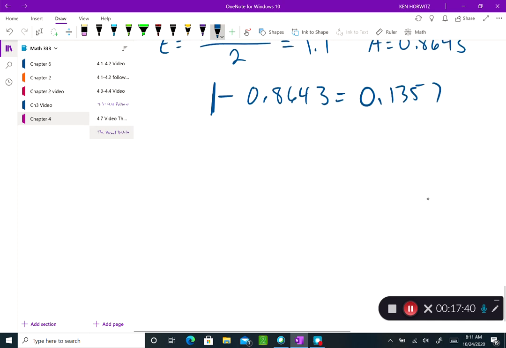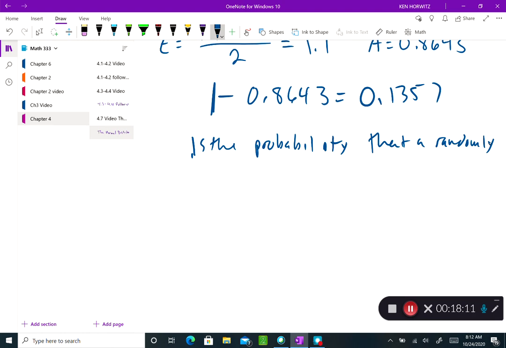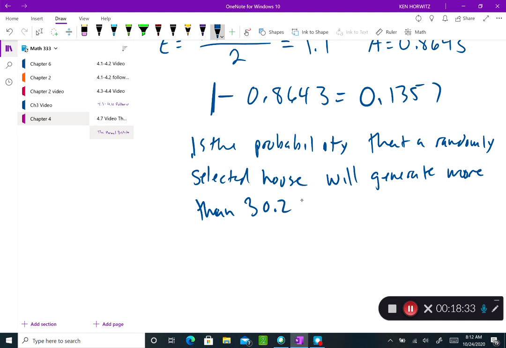All right, and then I always like to write that little extra to bring in the context of the problem, to say that it is the probability that a randomly selected house will generate more than 30.2 pounds. All right.